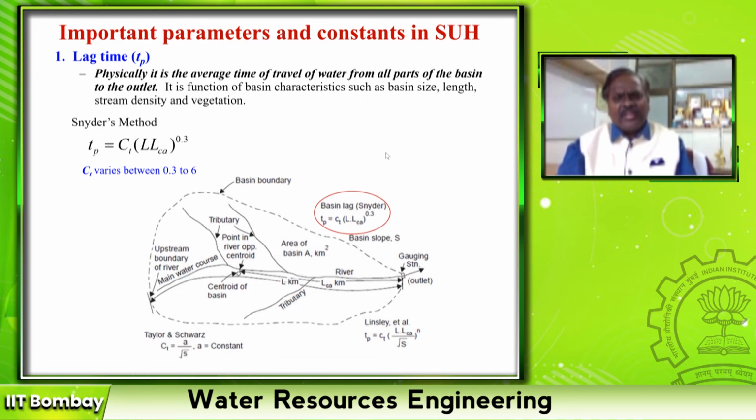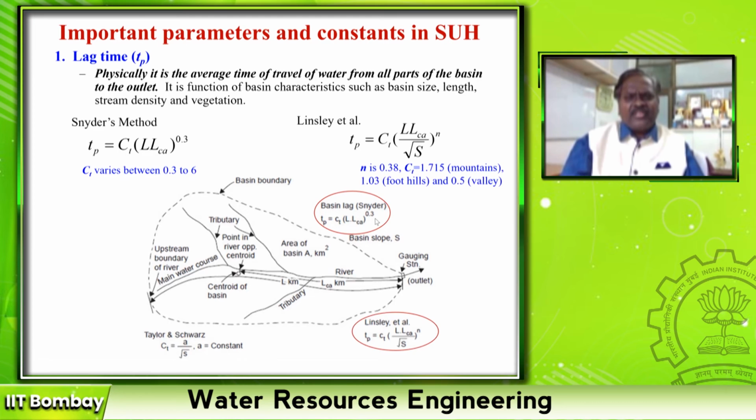This is a gauged basin. So here we are measuring the discharge at the outlet, and he derived the time to peak as Ct (L·Lca) to the power of 0.3. Take this and go to the ungauged basin. Suppose you know the slope also, then time to peak can be estimated using this empirical relationship. This Ct varies between 0.3 to 6, and if I know the slope, this N varies between 0.38 to 1.175 in mountainous regions, 1.03 for foothills and 0.5 for valleys.